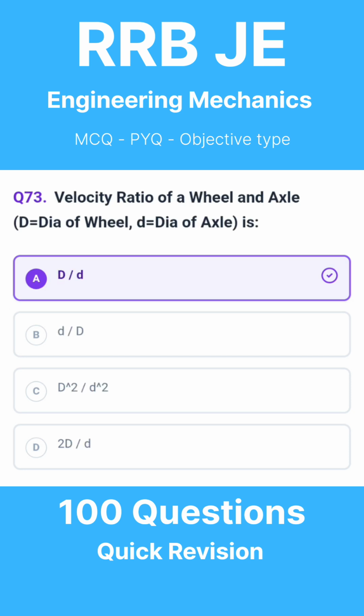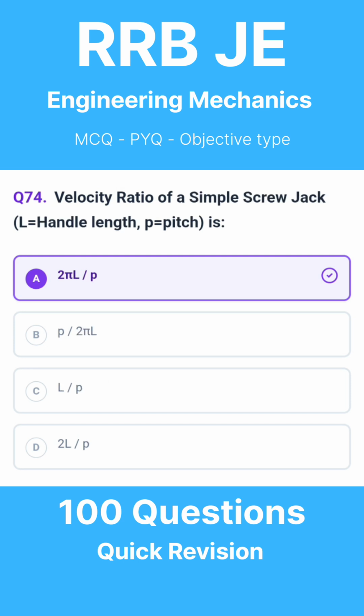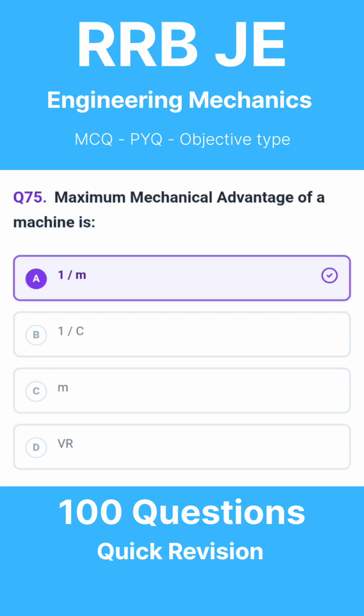Question 73. Velocity ratio of a wheel and axle, D equals dia of wheel, d equals dia of axle, is. The correct answer is D divided by d. Question 74. Velocity ratio of a simple screw jack, L equals handle length, P equals pitch, is. The correct answer is 2 pi L divided by P. Question 75. Maximum mechanical advantage of a machine is. The correct answer is 1 divided by M.